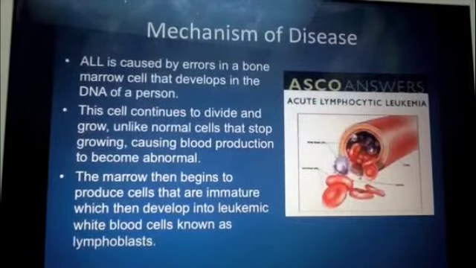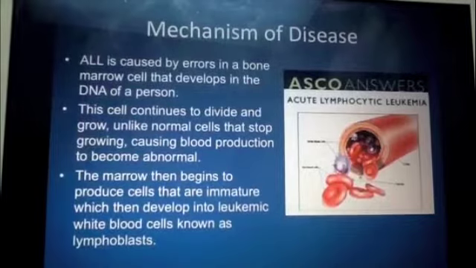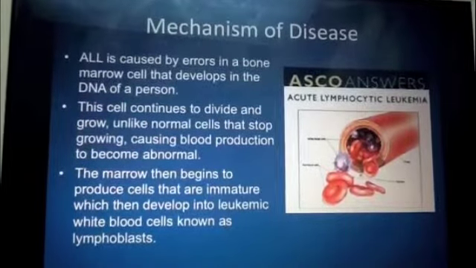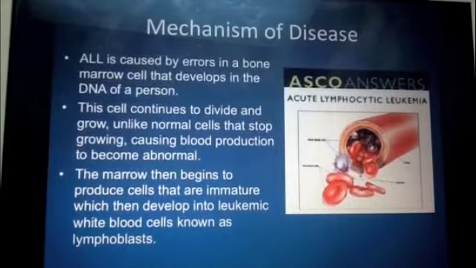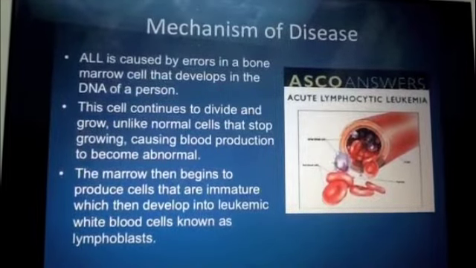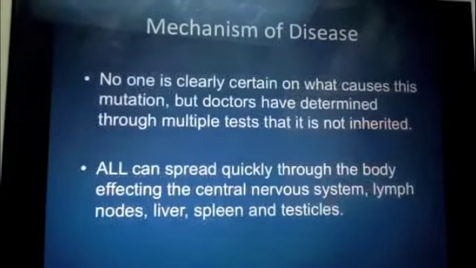This cell continues to divide and grow, unlike normal cells that stop growing, causing blood production to be abnormal. This is depicted in the picture to the right, where white blood cells have been overtaken. The marrow then begins to produce cells that are immature, which then develop into leukemic white blood cells known as lymphoblasts, which is where acute lymphoblastic leukemia gets its name.